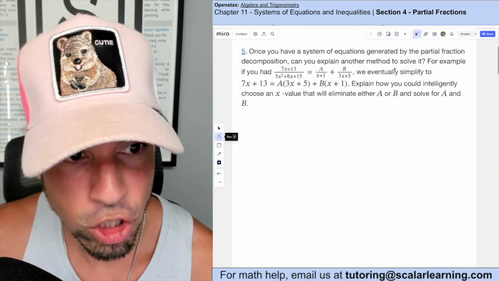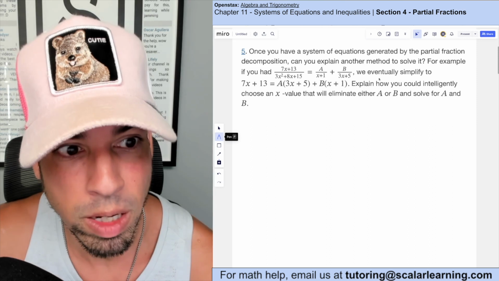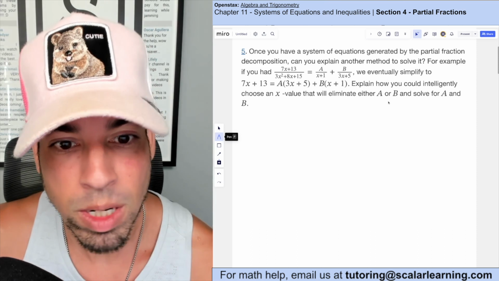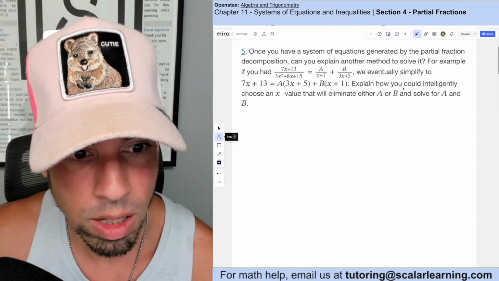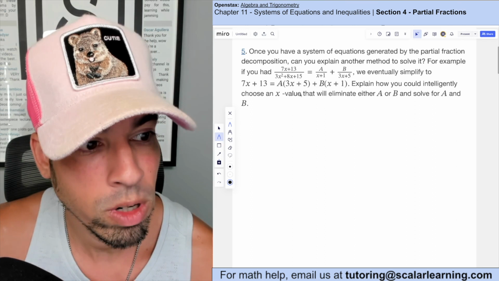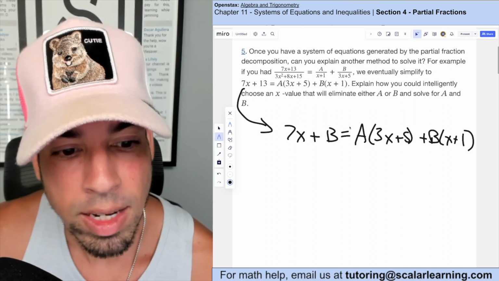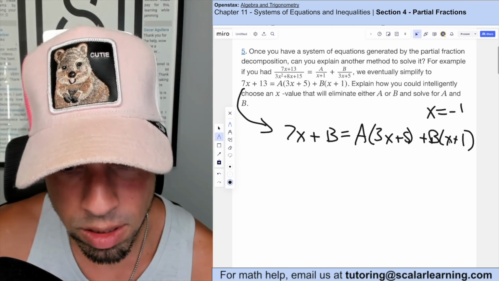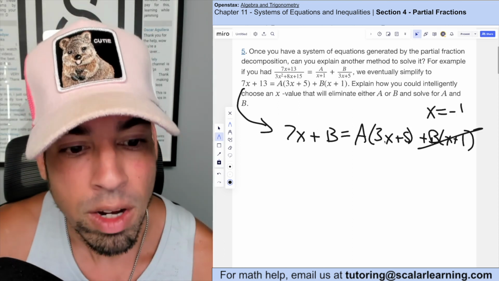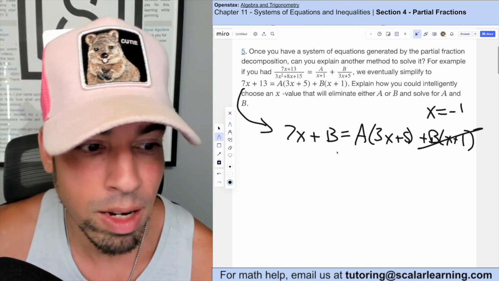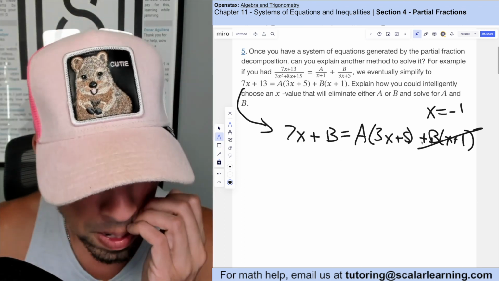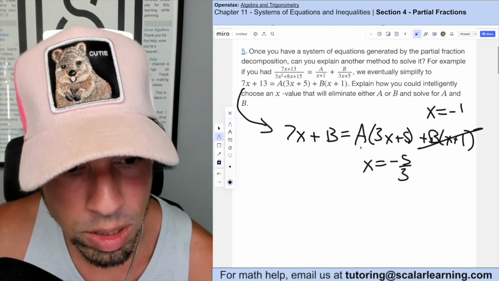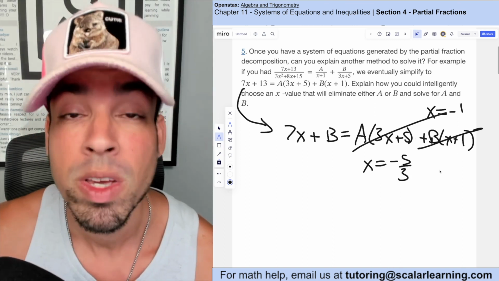Once you have a system of equations generated by the partial fraction decomposition, can you explain another method to solve it? For example, if you had this, we eventually simplified to this. Explain how you could intelligently choose an x value that will eliminate either a or b. Okay. So for example, let's say now we're at this equation here. And in this scenario, let's say we want to get rid of b. The easy thing to do is choose x equals -1, because -1 plus 1 is 0, and that's gone. And then you'd have -1 times 3 plus 5, and then you could easily solve for a, right? You plug it in here. Likewise, we could plug in x equals -5/3, right? That would cancel out the a, and then we could solve for b. So that's how you could do it.